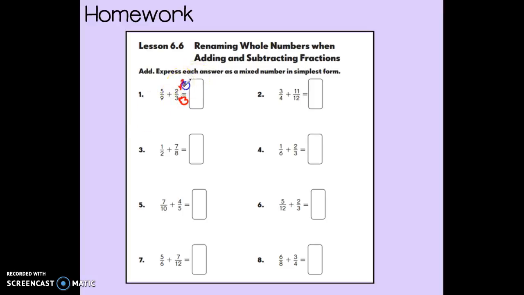So I have 5/9 plus 2 times 3 is 6, 3 times 3 is 9, so 6/9. That equals 11/9. Well, I know 11/9 is really like 9/9 plus 2/9, and 9/9 is really a whole, so I have 1 and 2/9. And I know that that is in lowest or simplest terms.